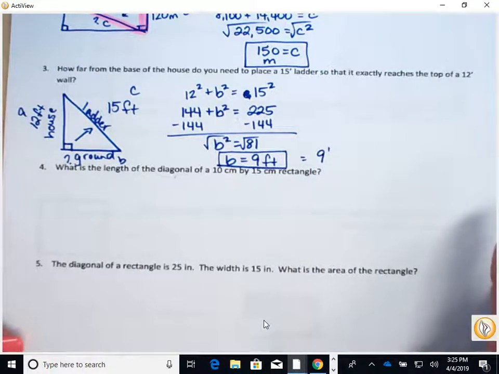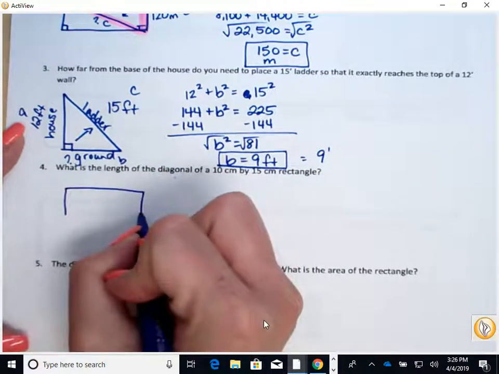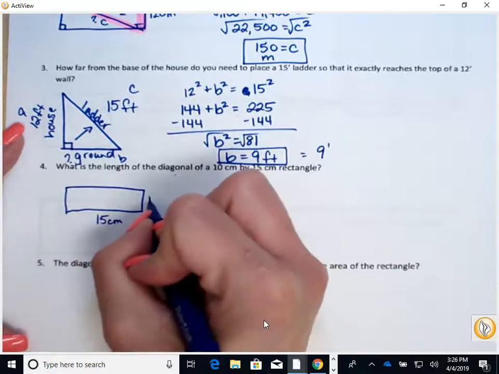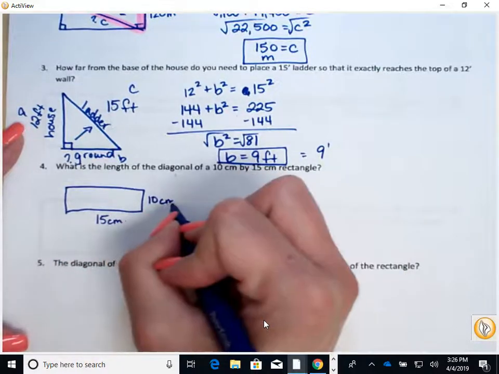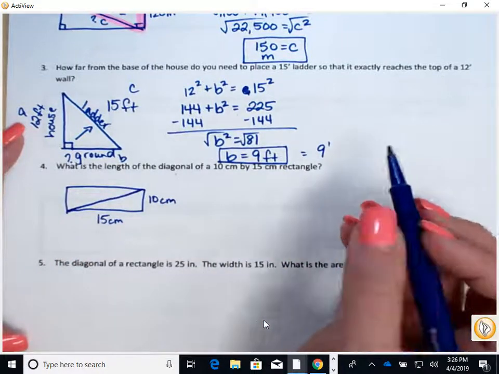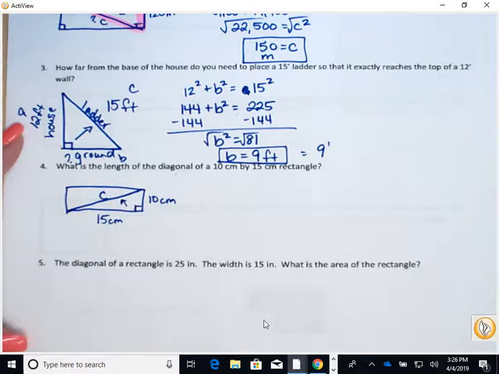All right, number 4, what is the length of the diagonal of a 10 centimeter by 15 centimeter rectangle? So we got our rectangle. I'll try to mark it right. The longer side is 15 centimeters. The shorter side is 10 centimeters. Obviously not drawn to scale. And we're trying to find the length of the diagonal. So that's my C side that I'm trying to find.